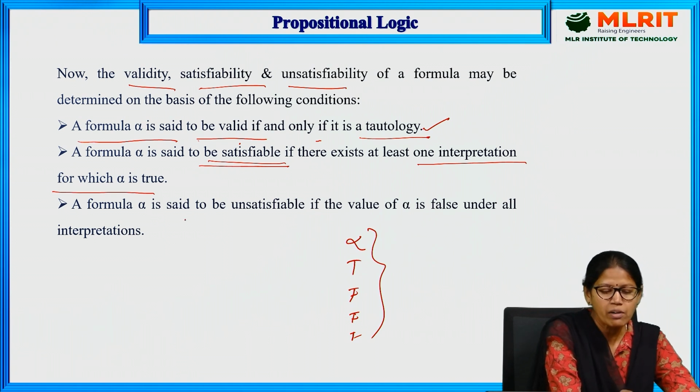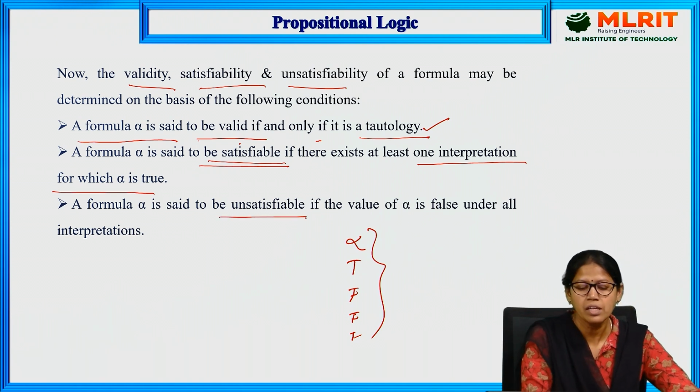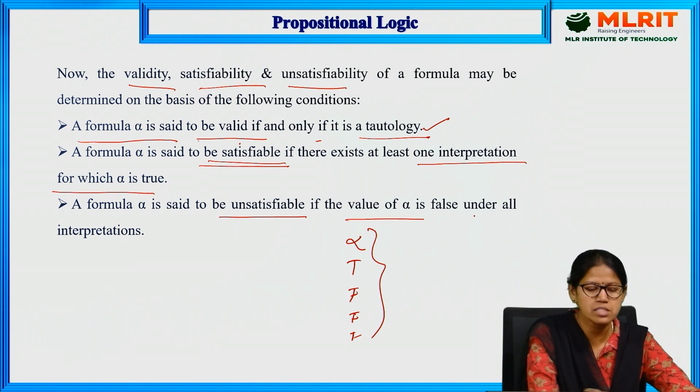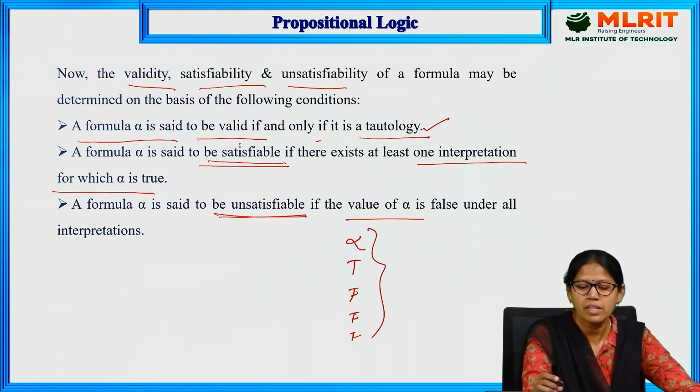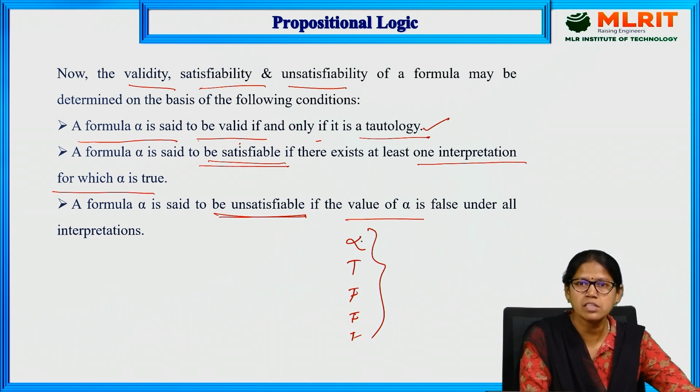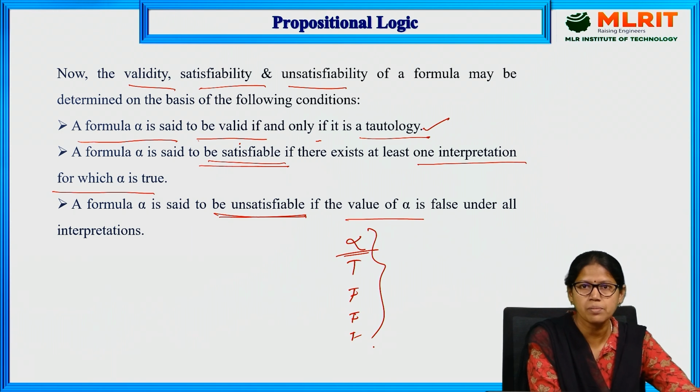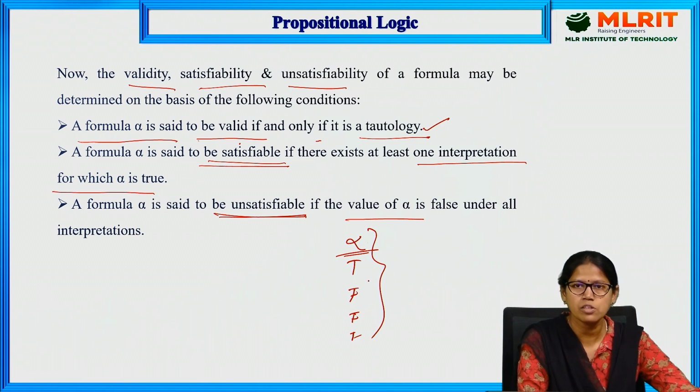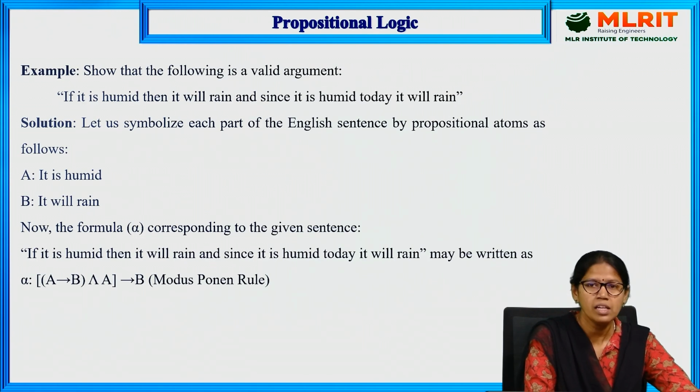A formula alpha is said to be unsatisfiable if the value of alpha is false under all interpretations. When even one interpretation of alpha is true, then it is called satisfiable. If all the interpretations of alpha are false, then it is said to be unsatisfiable. When all the interpretations of alpha are true, then only it is said to be valid. Okay, let's see one example.